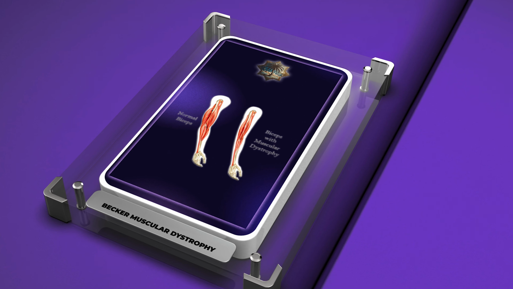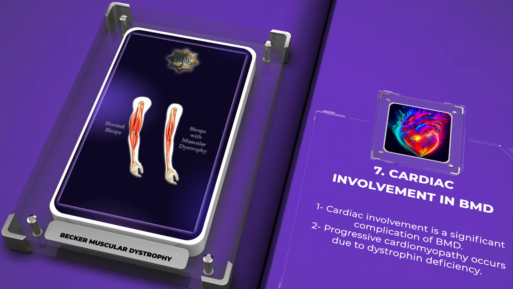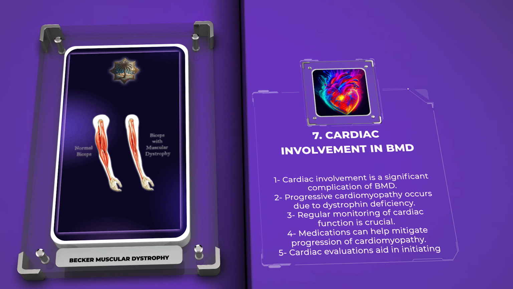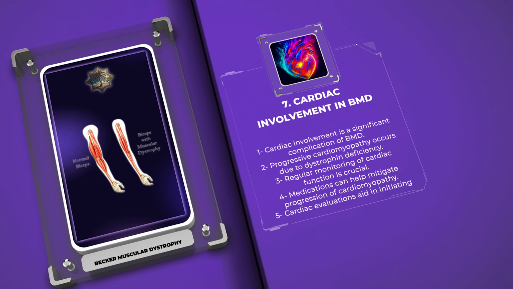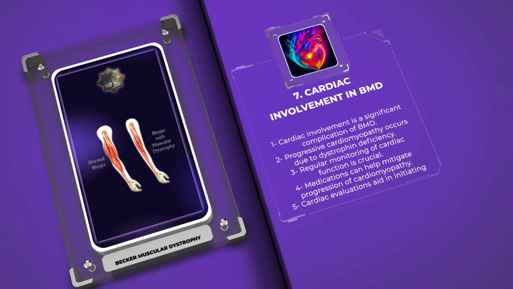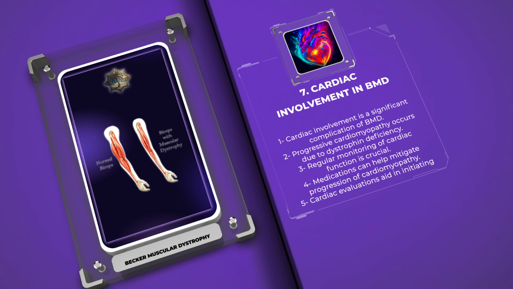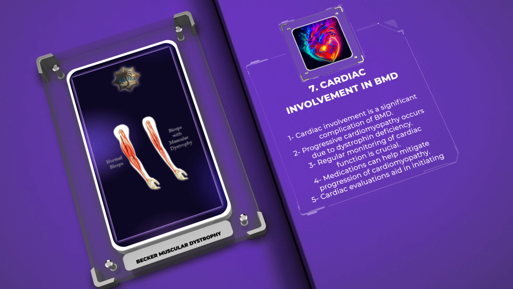Cardiac involvement is a significant complication of BMD and contributes to morbidity and mortality in affected individuals. The dystrophin protein is expressed in cardiac muscle, and its deficiency or abnormality leads to progressive cardiomyopathy. The characteristic features include left ventricular dilation, systolic dysfunction, and arrhythmias, predominantly affecting the conduction system. Regular monitoring of cardiac function through clinical assessments, electrocardiography, ECG, echocardiography, and cardiac magnetic resonance imaging, MRI, is crucial in identifying cardiac involvement and initiating appropriate management strategies.